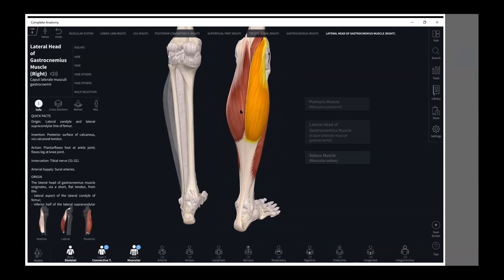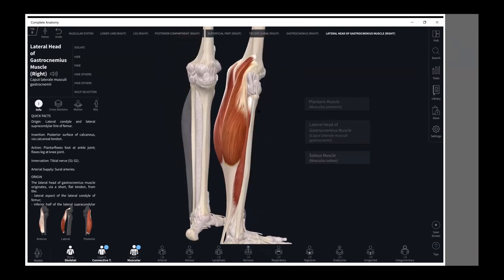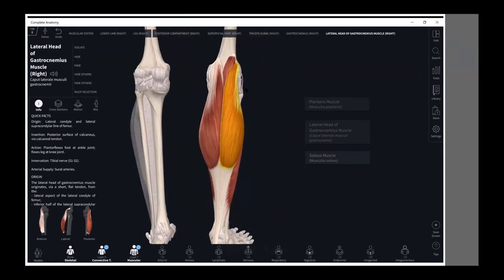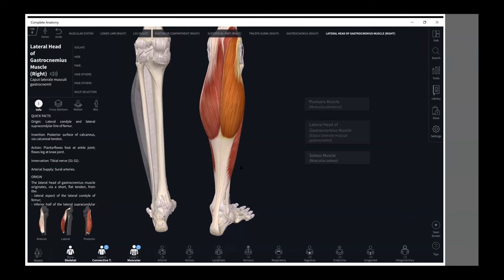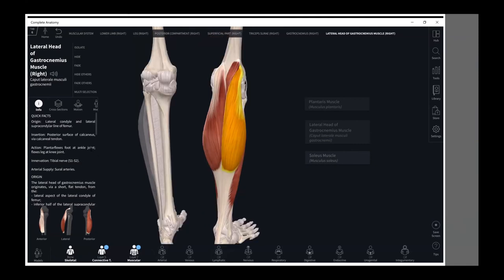Both the lateral and the medial head. For the lateral head, the origin is the lateral condyle and lateral supracondylar line of the femur, so it crosses that joint line for its origin, and then inserts into the posterior surface of the calcaneus via the calcaneal tendon. Its action is plantar flexion of the foot at the ankle joint, and because it crosses the knee joint, it also flexes the leg at the knee joint. It's innervated by the tibial nerve, S1 and S2.